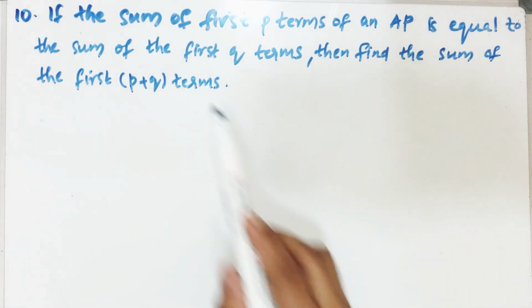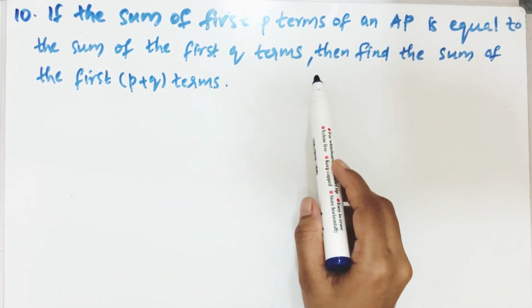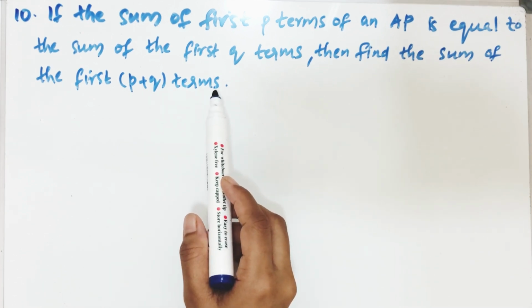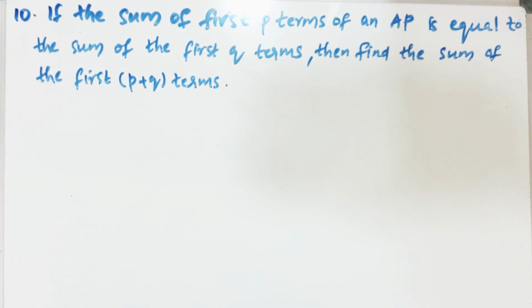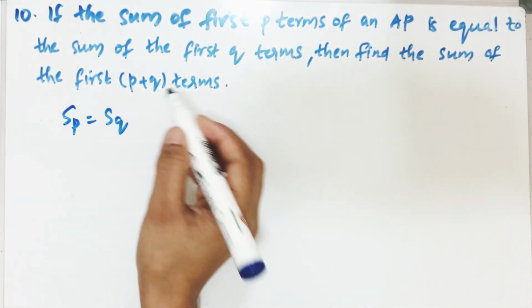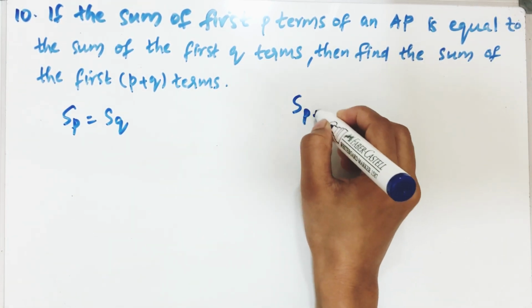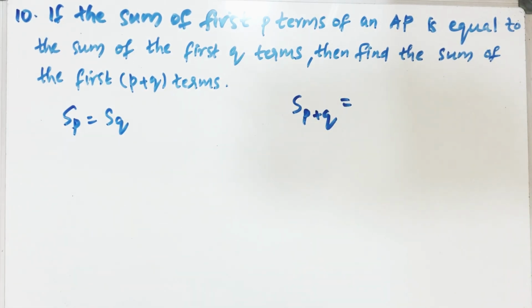Next question. If the sum of the first p terms of an AP is equal to the sum of the first q terms, then find the sum of the first p plus q terms. Given the sum of the first p terms is equal to the sum of the first q terms, that is Sp is equal to Sq. We have to find the sum of the first p plus q terms, that is, we have to find S p plus q. We know the equation for Sn, n by 2 into 2a plus n minus 1 into d.